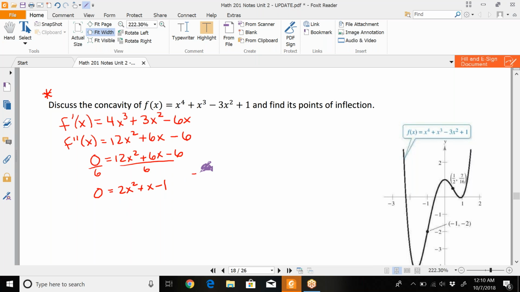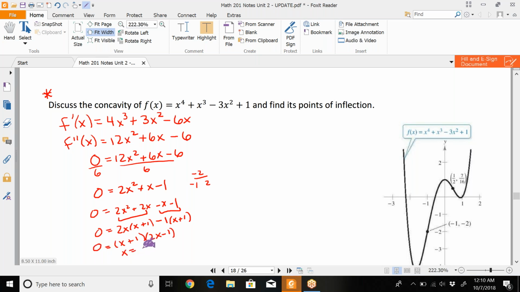If you try factor by grouping, the only way that's going to factor is with a 1 and a 2, where the 1 is negative. So that would be plus 2x minus x minus 1. And if we factor by grouping, that is 2x and then an x plus 1 minus 1, x plus 1. So we get x plus 1 and 2x minus 1, which means for our possible points of inflection, we're looking at -1 and 1/2. So remember, our next step is to put them on a number line from least to greatest.